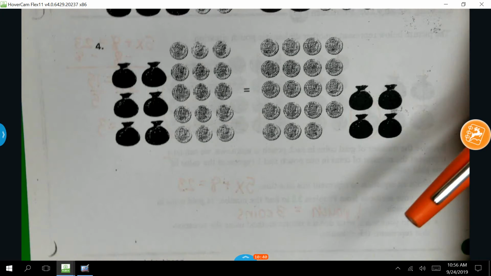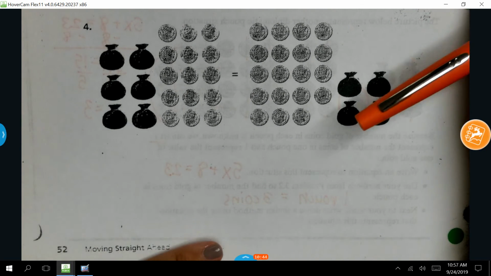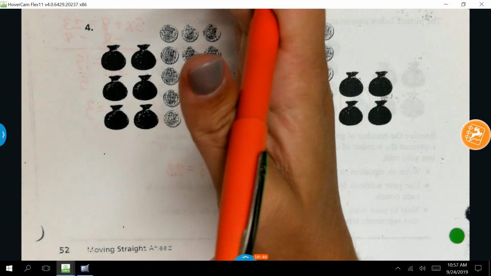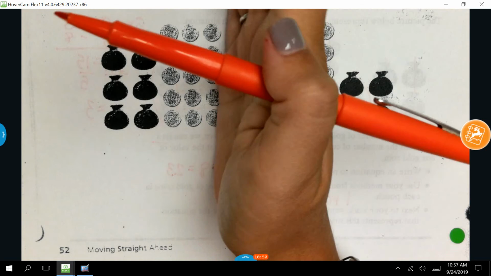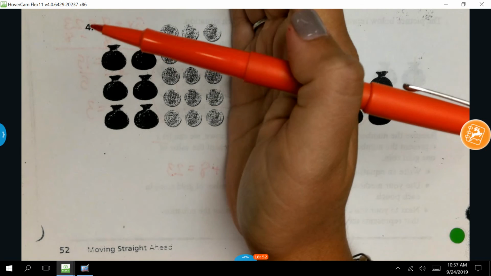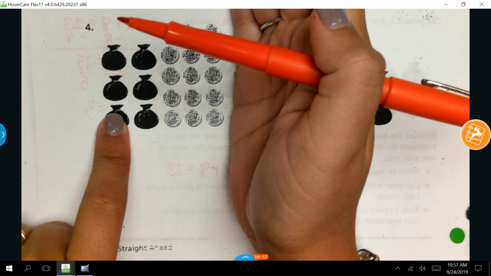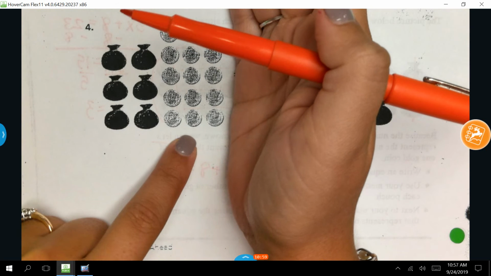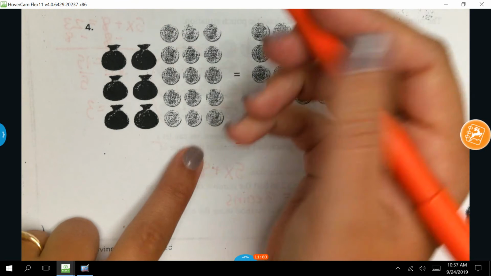So skipping down to number 4. So let's just take it one piece at a time. So let's look at the left-hand side. So what do I have over here? 6x. That represents my pouches. And then how many coins do I have? 15. So is that 6x plus 15? Yes.